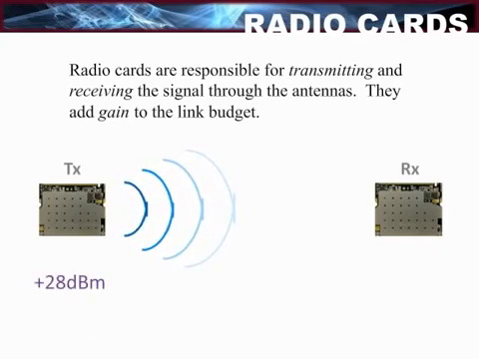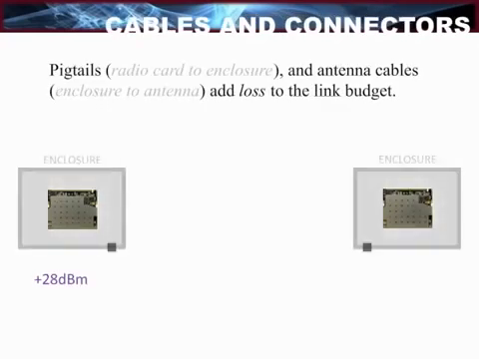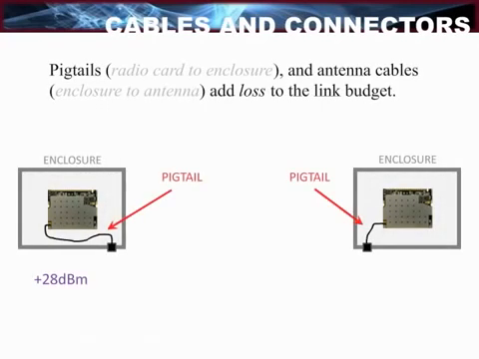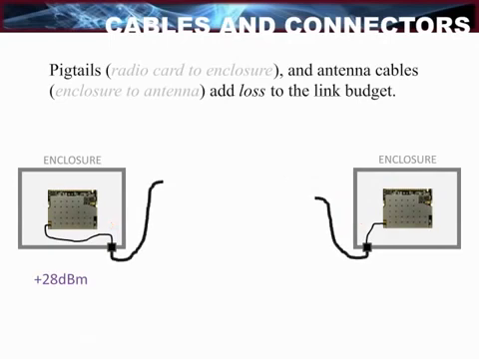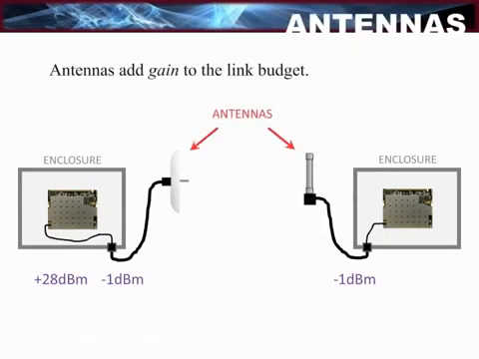Radio cards are small electronic devices that are responsible for transmitting and receiving the signal through the antennas. They add transmit power, or gain, to the link budget. As the signal travels through pigtails and antenna cables, there is a slight decrease in signal. Therefore, loss is added to the link budget. Antennas add gain to the link budget. In this example, a total of 31 dBi is added.